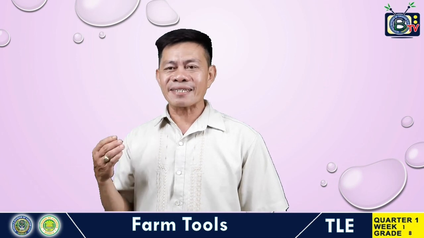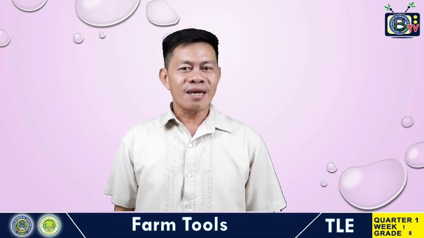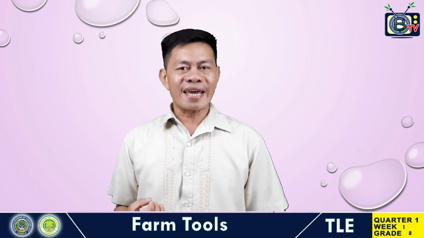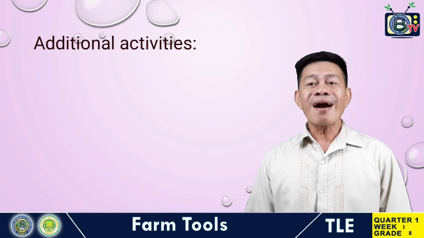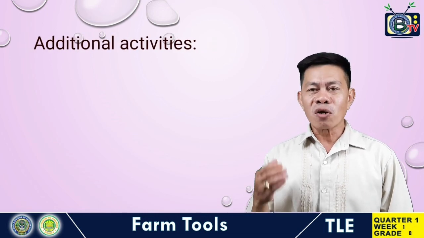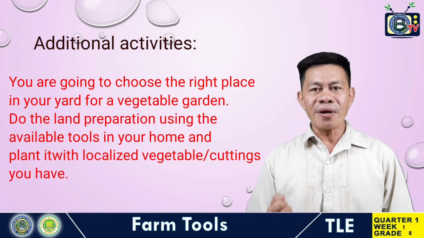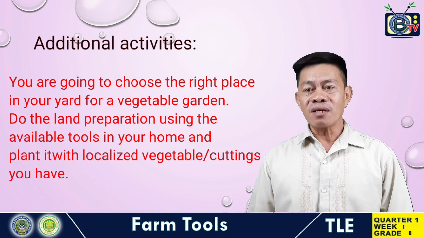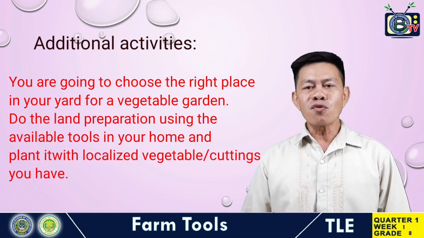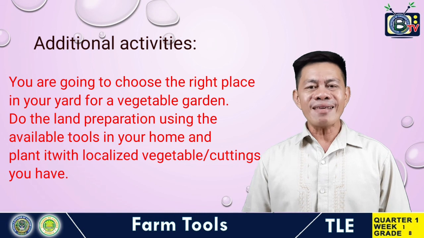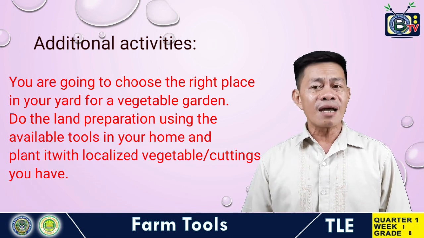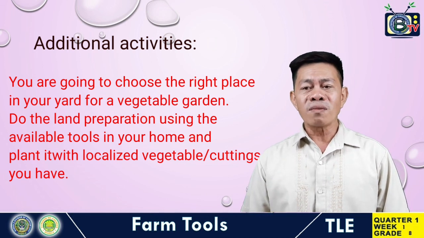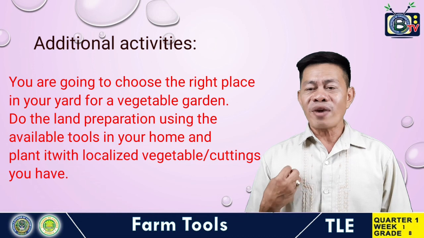If you got 6 and up, congratulations. And if you got 5 and below, you need to go back and review our lesson. And for your additional activities, you are going to choose the right place in your yard for a vegetable garden. Do the land preparation using the available farm tools in your home and plant it with localized vegetable seeds, cuttings you have. I'll be visiting you in your home to check your output 2 weeks from now.